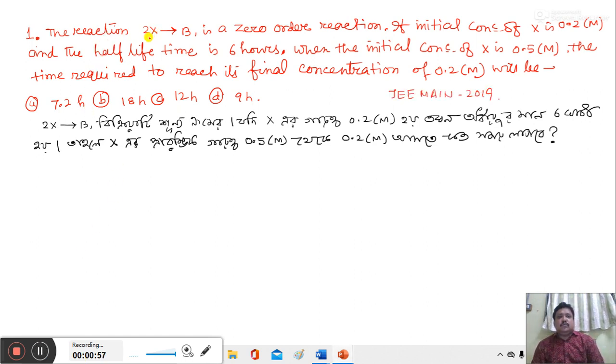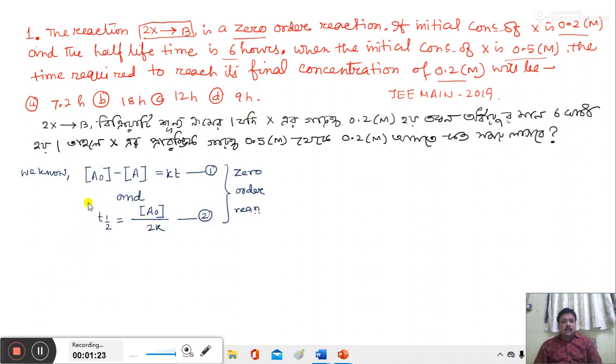the reaction 2X to B is a zero order reaction. If the initial concentration of X is 0.2 molar and the half-life time is 6 hours, then when the initial concentration of X is 0.5 molar, the time required to reach its final concentration of 0.2 molar will be which of the following four options. The answer is A0 minus A is equal to Kt and T half is equal to A0 by 2K.